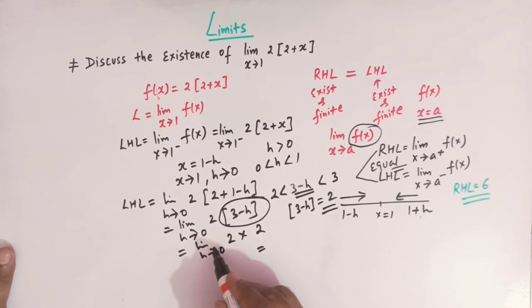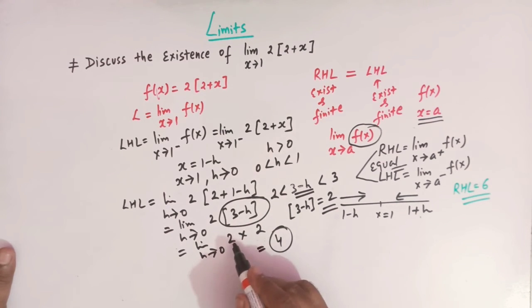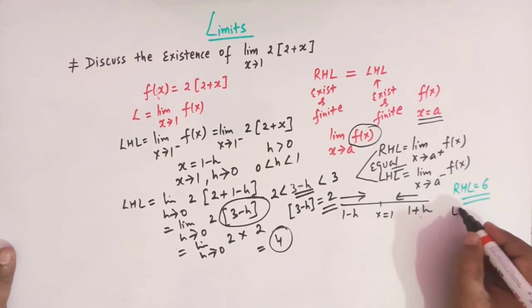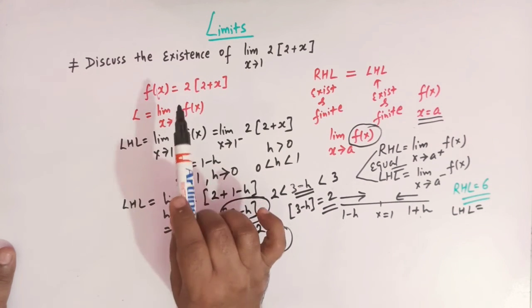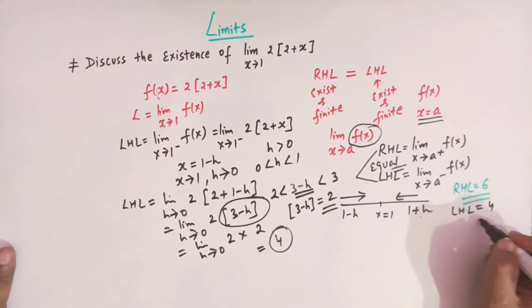Okay, so now see here we do not have any term containing h, so we can remove this symbol, that is limit h tends to 0. So we are simply left with 4, right? So 2 2s are 4. So the left hand limit of this function when x tends to 1 is 4, right?